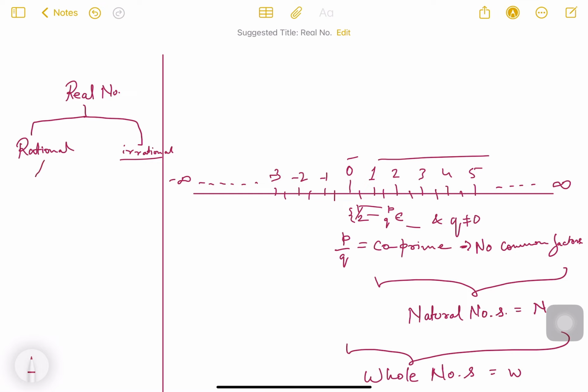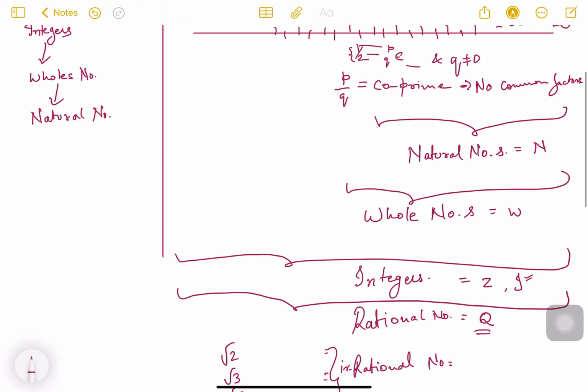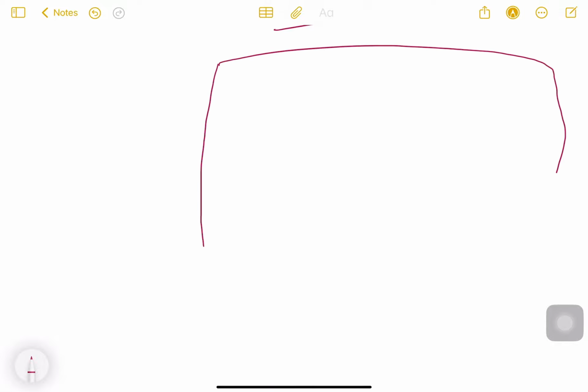what do we say? Integers. Then we have our whole numbers, smaller than integers. Smaller bag. And then we have natural numbers. So I'll explain it to you once more. What do we have? We have infinite numbers. So this is the entire universe of numbers, let's say.